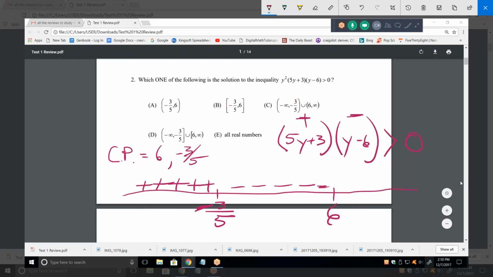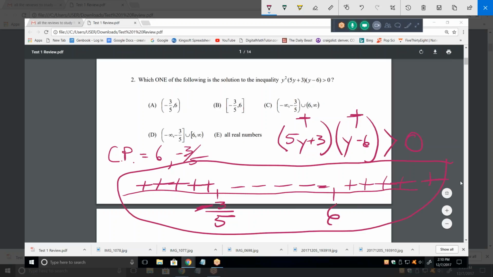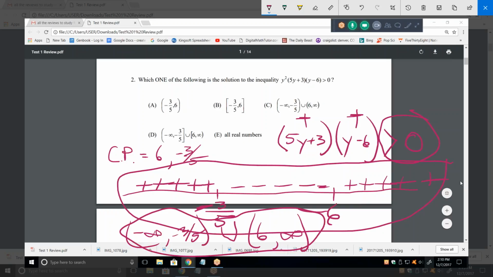Now pick a number greater than 6. 10. Makes that positive and that positive. That makes it positive all the way out to infinity. There's your solution to this problem. In other words, where is it greater than 0? It's greater than 0 from -infinity to -3/5 in combination with 6 to infinity. There's your solution to the problem I just gave you, which is a beginner slope problem.